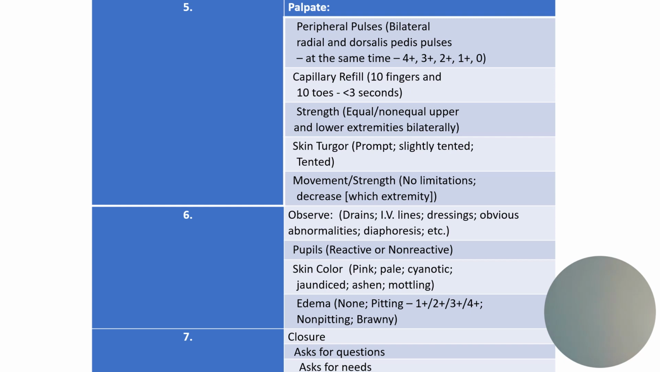Then I'm going to cross my fingers. I'm going to ask the client to squeeze my fingers as tight as they can. I'm determining their strength. Is it equal bilaterally? And at this point, this is all we need to know. Do we have equal strength? They're not going to hurt your fingers if you cross them. They just can't squeeze hard enough to cause pain.